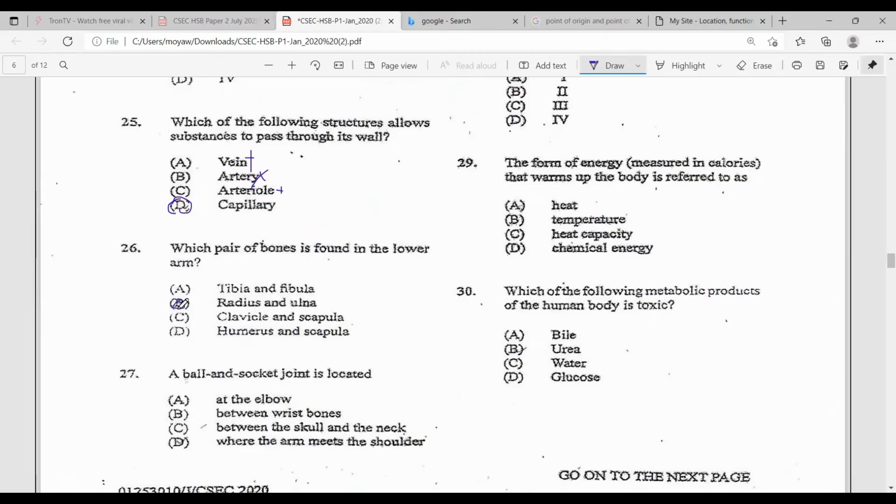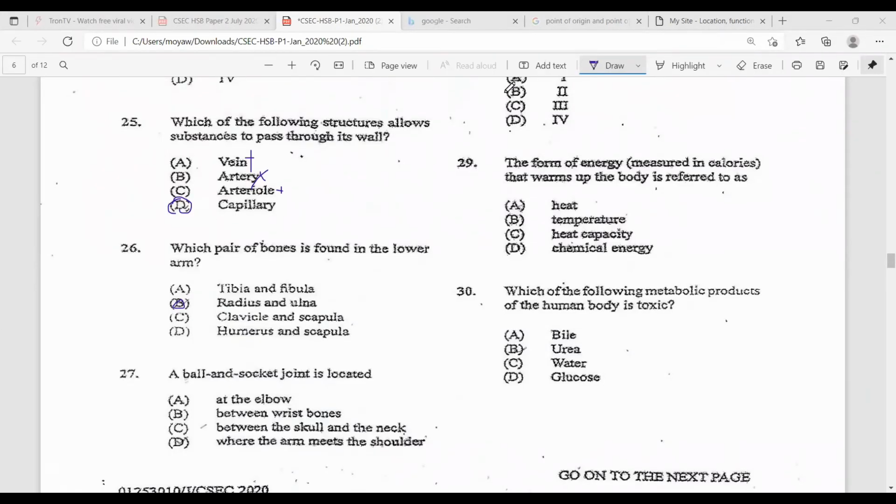If you're not sure, you can always eliminate: the clavicle and the scapula are in the upper region of the shoulder. And then D, the humerus and the scapula. The humerus is the upper part of the arm, and then the scapula would have been in the shoulder region. So the best option would have definitely been B.